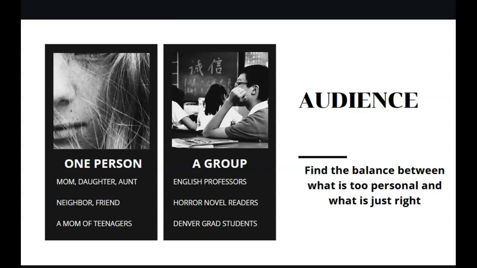Another thing that you can do is write toward a group of people. So if you intend to write toward, say, English professors or horror novel readers, that's another thing that you can do. Because sometimes those people are going to share certain traits and certain interests that may fit really well with what it is that you're writing. One of the things you want to try is to find a balance between what's too personal and what's just right. Because sometimes it can be quite a challenge to determine exactly where that sweet spot is. And you may need to just play with your writing and work with your audience a little bit until you can identify exactly how that's going to work well for you.